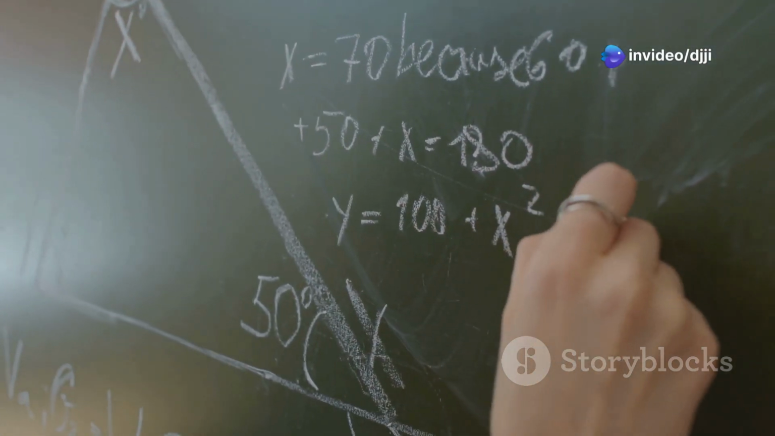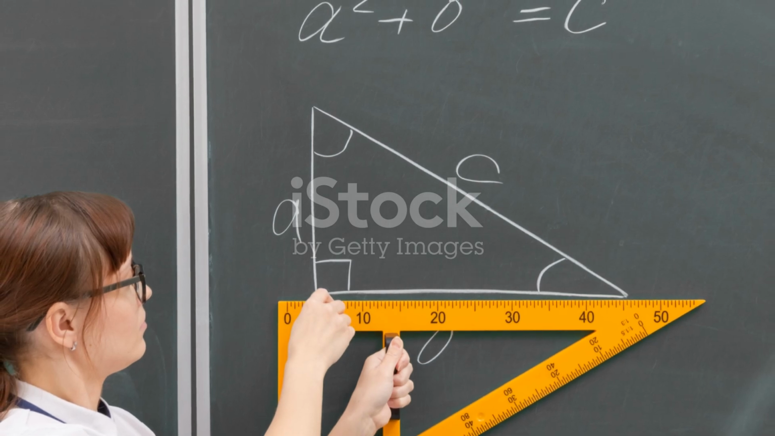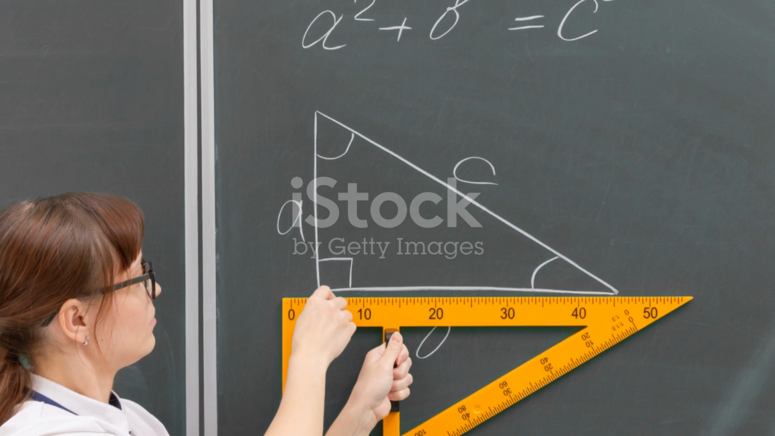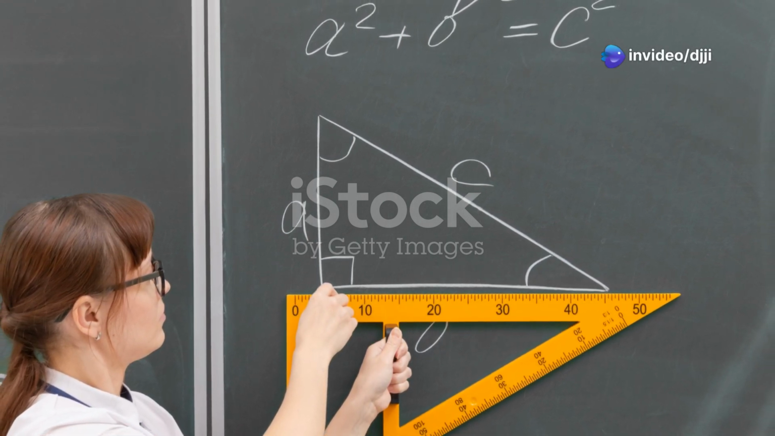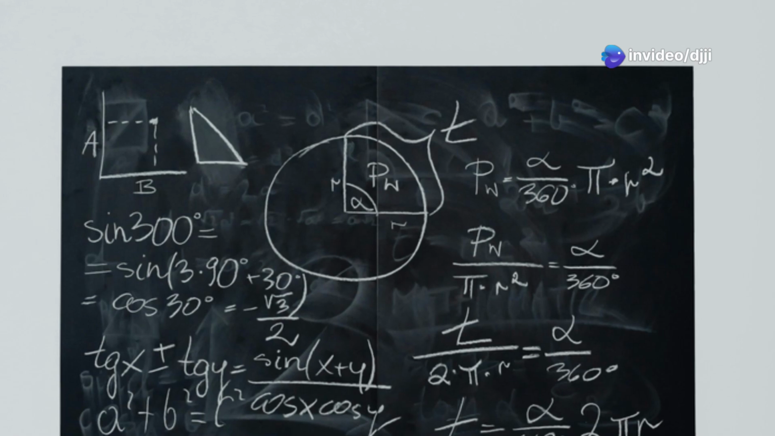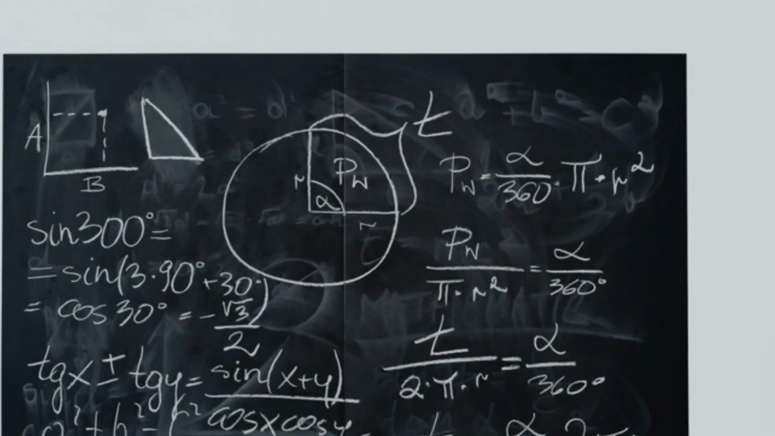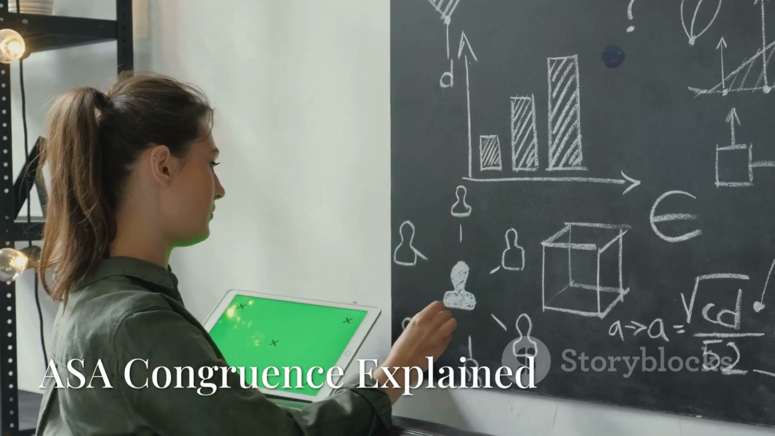Alright, let's talk about angle-side angle, or ASA. If two angles and the included side, which is the side between those two angles, of one triangle are congruent to the corresponding two angles and included side of another triangle, the triangles are congruent. For example, if triangle ABC has angles A equal to D, B equal to E, and the included side AB equal to DE, then triangle ABC is congruent to triangle DEF.